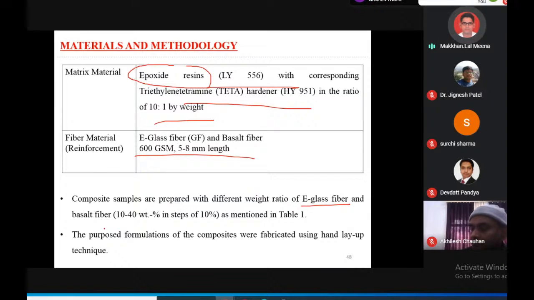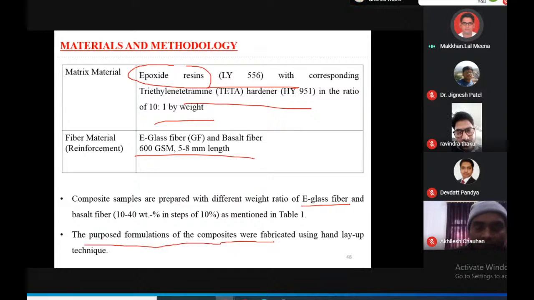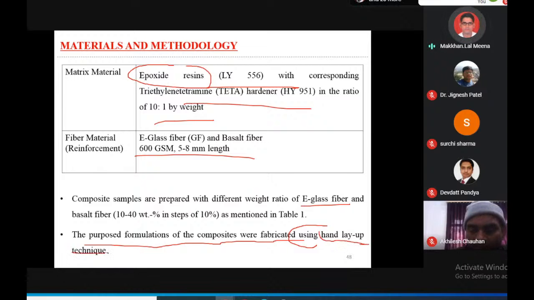We select 10, 20, 30, 40% by weight, in steps of 10% increments. We can see this in the next table, Table 1, where the proposed formulations of the composites were fabricated. For the fabrication method of the composites, we used the hand layup technique.